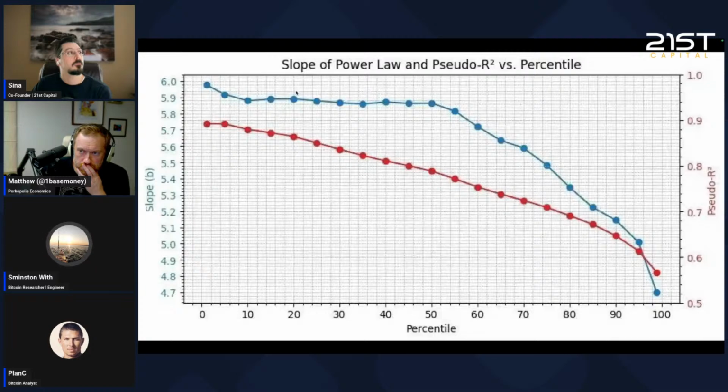The pseudo R squared. Oh, sorry, my fault. I mixed them up. Yeah, you're right. I knew what you meant.